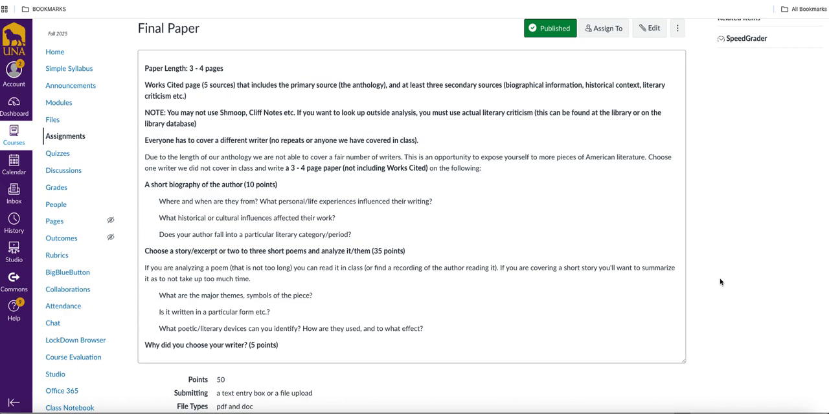And then at the end, 5 points for why you chose the writer. That's almost more of an afterthought. It was more for the presentation aspect of the assignment, but just toss it in there in your conclusion. Did you enjoy their work? Did you not, etc. So, pretty straightforward, kind of basic analytical piece, not very long.